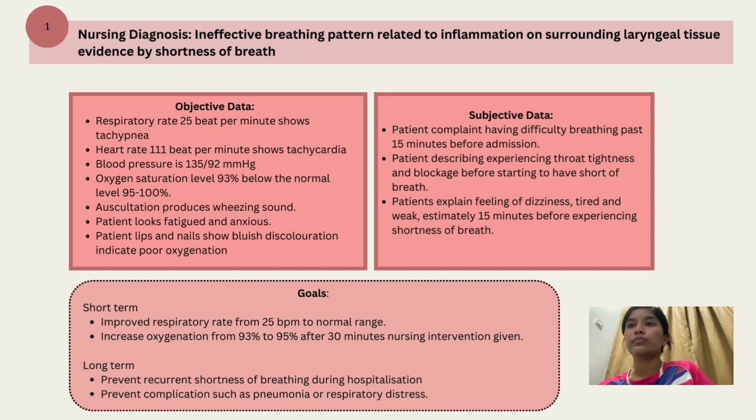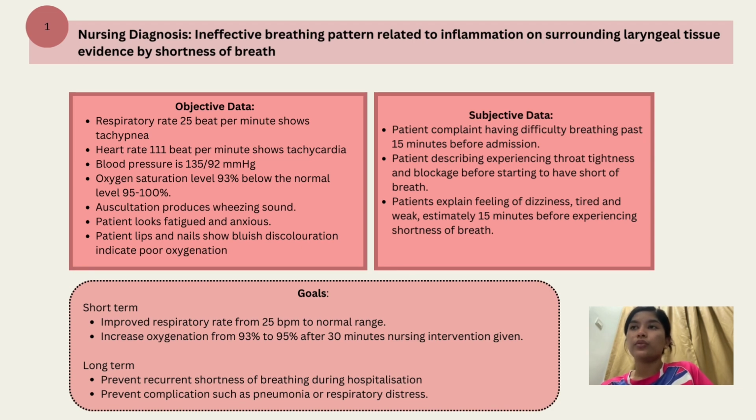135/92 millimeter mercury. For the oxygen saturation level, 93%, below the normal range between 95 to 100%. Then upon auscultation, produce wheezing sound. Patient looks fatigued and anxious. Patient lips show bluish discoloration, indicating poor oxygenation.